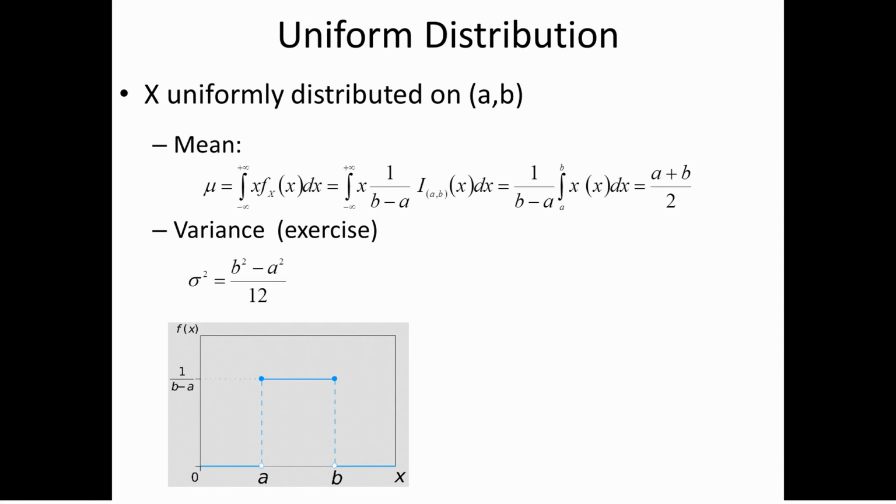Okay, some things that you can show, I'm going to leave this for you to show, that the mean is equal to the midpoint. When you do this integration, you get the average of a plus b, and we would expect that, right? The mean is the center, and for a symmetric distribution we expect it to be at the center of the distribution, so being at the midpoint makes sense. And you can show that the variance is equal to b minus a squared over 12. Again, this is something I'm going to leave as an exercise for you.